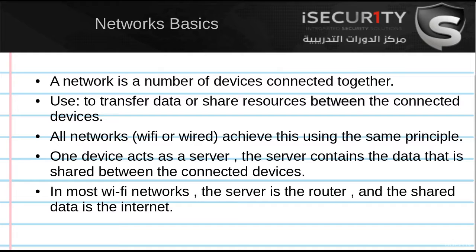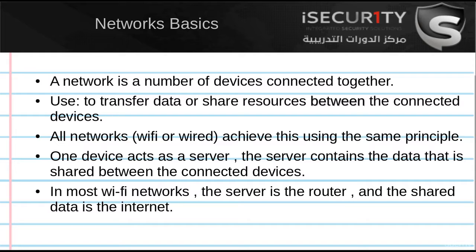It can be, for example, your home network. Usually you use it to just access the internet, which you can look at as a resource or as a source of data. So all networks, Wi-Fi or wired, achieve this sharing of data using the same principle. And that principle is, you need a device that acts as a server, and then all devices communicate with the server. So the server has access to the resource, and all the other devices on the network that are connected to this server can access the data from the server.